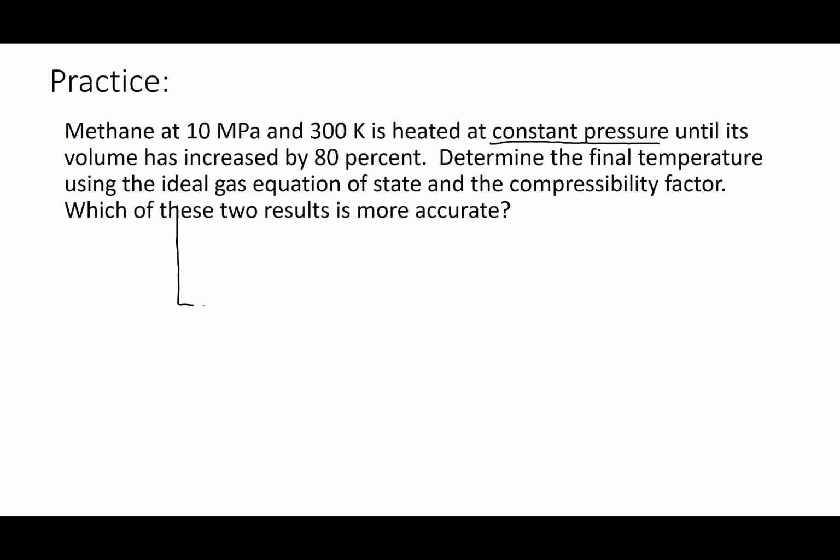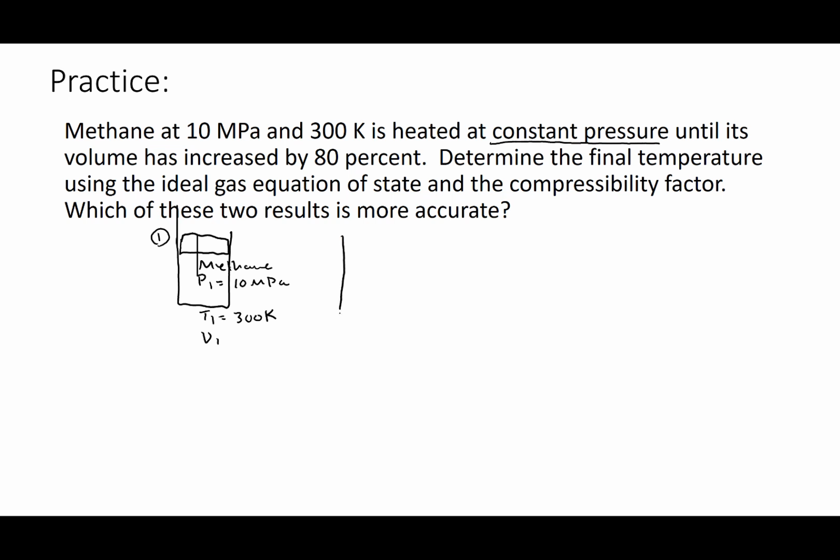So I'm going to assume that we have a piston cylinder system, because since it's at constant pressure, the volume is going to be increasing when we're heating it. And we have methane, and it tells us that P1, so the pressure, and I'm going to call this state 1, is equal to 10 megapascals, and T1 is equal to 300 Kelvin, and then V1. It doesn't give us a specific value for V1, so I'm just going to put V1 for now.